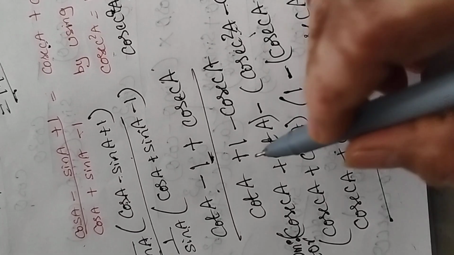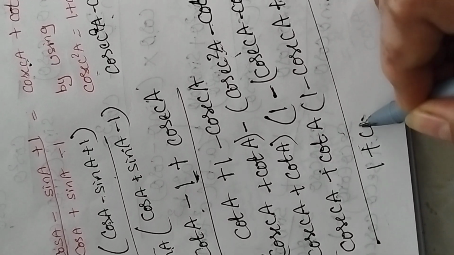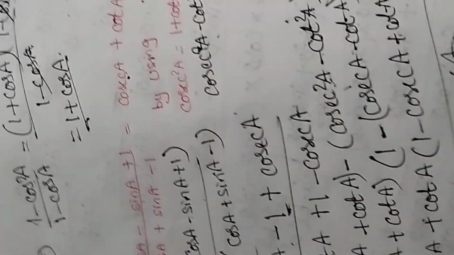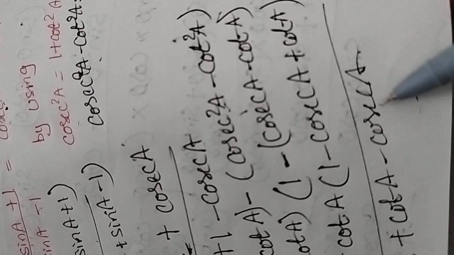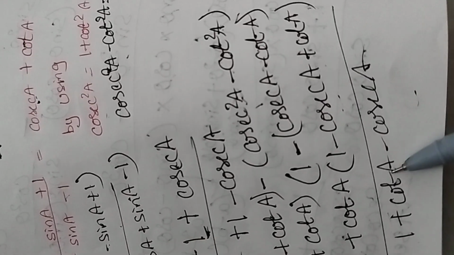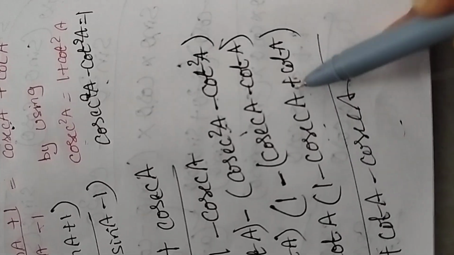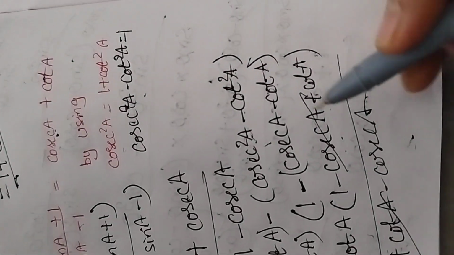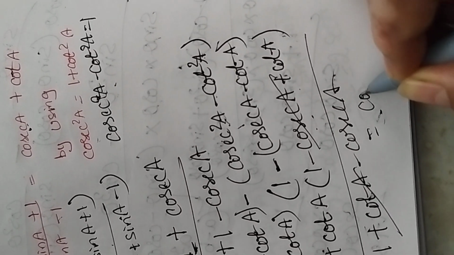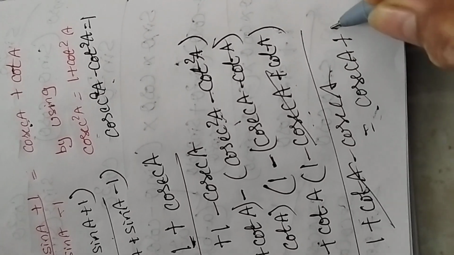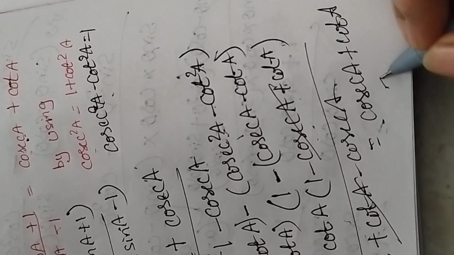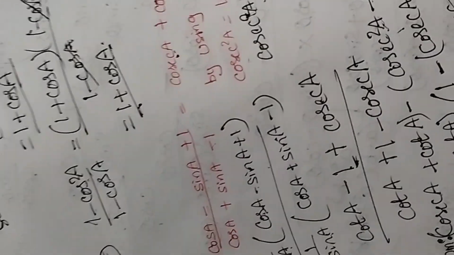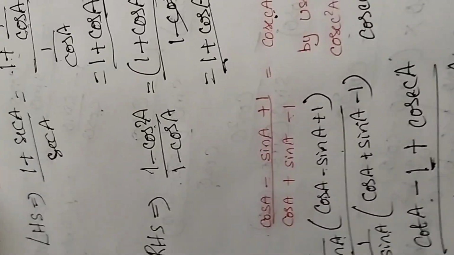By the full expansion you write 1 plus cot a minus cosecant a. So just observe both these terms: 1 minus cosecant a plus cot a, and 1 plus cot a minus cosecant a. These two are the same. So we got the required answer, cosecant a plus cot a, which is nothing but the RHS. That is equal to RHS. Hence proved. Okay, this is about the fifth sum.